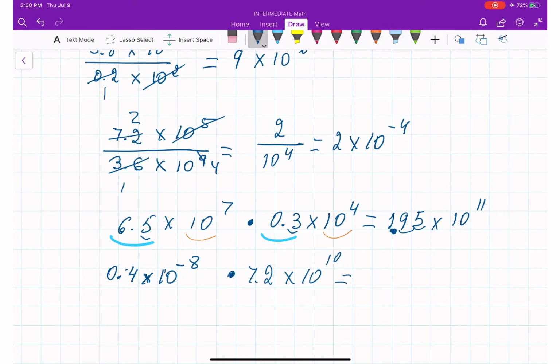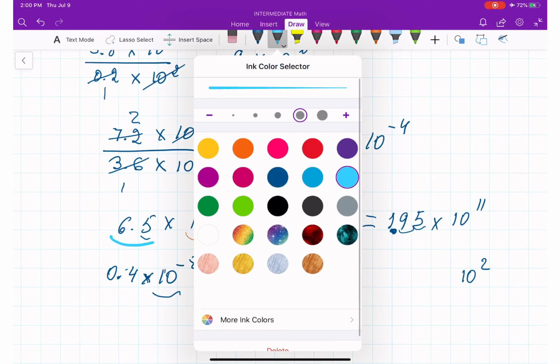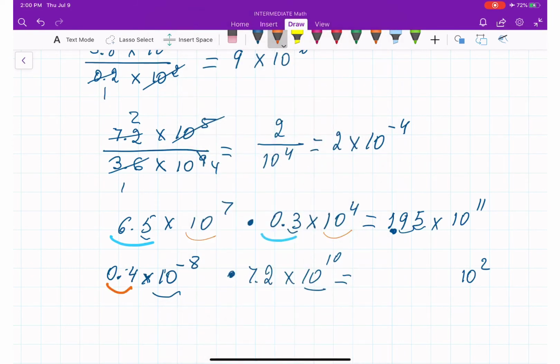So what do we get? 10 to negative 8, 10 to positive 10. It's going to be 10 to the power 2. And 0.4 times 7.2 is going to equal 72 times 0.4. So 2 times 4 is 8. 7 times 4 is 28. Okay, 28. How many decimals total? 1 and 2. So if I come back, 1 and 2, I will get 2.88 times 10 to the power 2. All right.